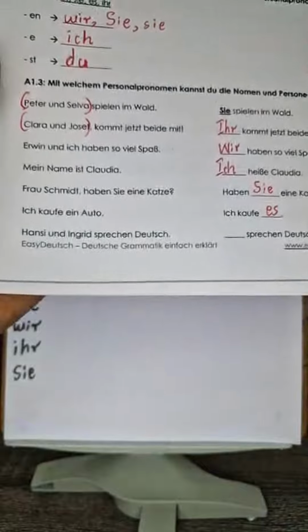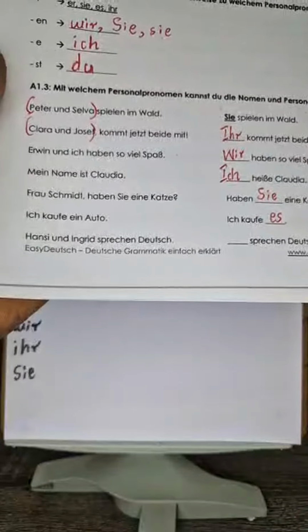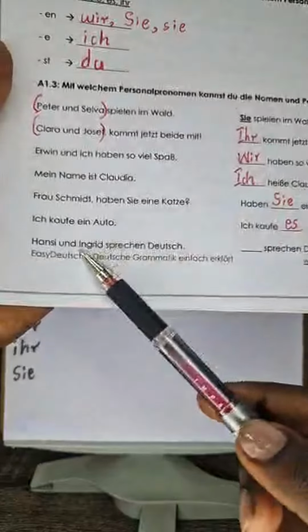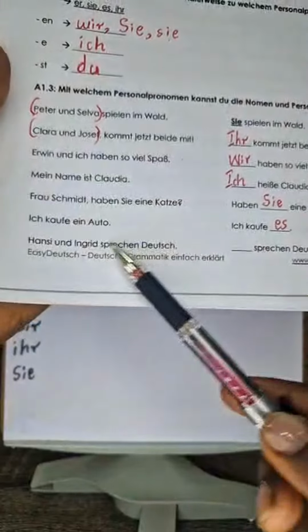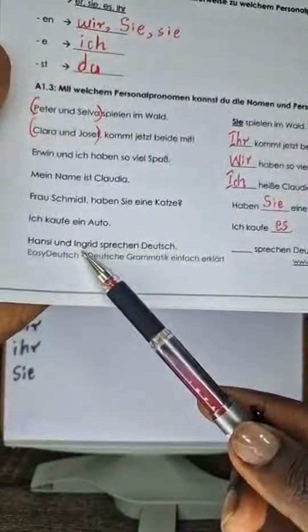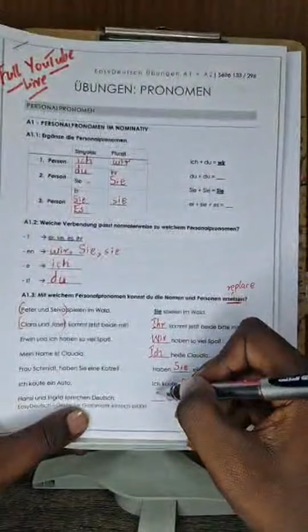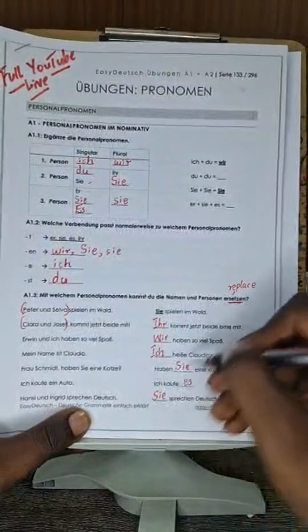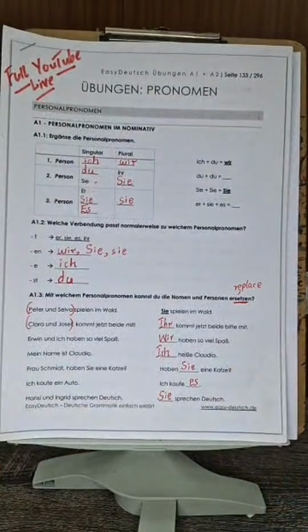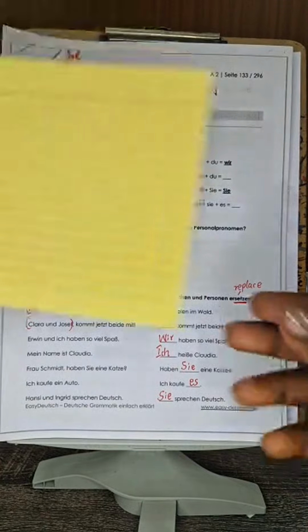What is the difference between the small z and z? In a moment, we'll be seeing to explain that. Yeah. So Hansi und Ingrid sprechen Deutsch. Now these are two people. So they are speaking German. Here I should say, sie sprechen Deutsch. So, sie sprechen Deutsch. They are speaking German.